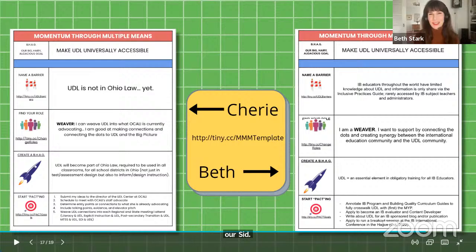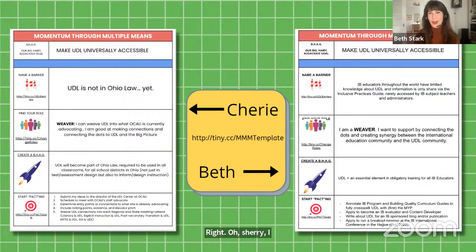Oh, Sherry, I just want to say, don't be embarrassed. You have revealed the big secret, which is there is not a team of well-paid lobbyists on the steps of the legislative houses across the US or the world that are rallying and schmoozing and negotiating with politicians to make this UDL part of policy and legislation. Those people are us. We have to be the agents of change to make these things happen.